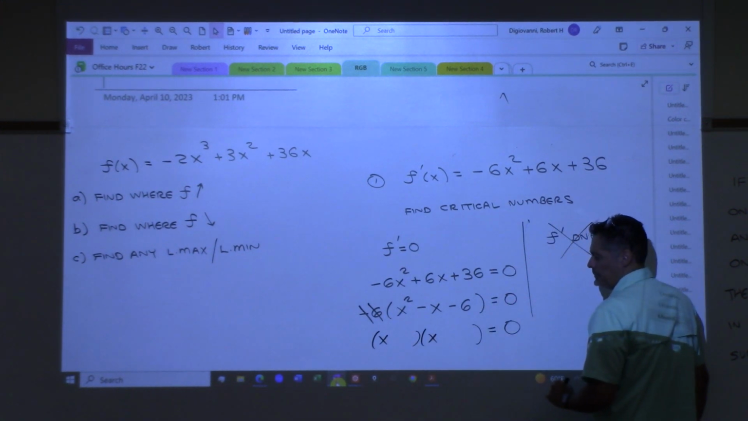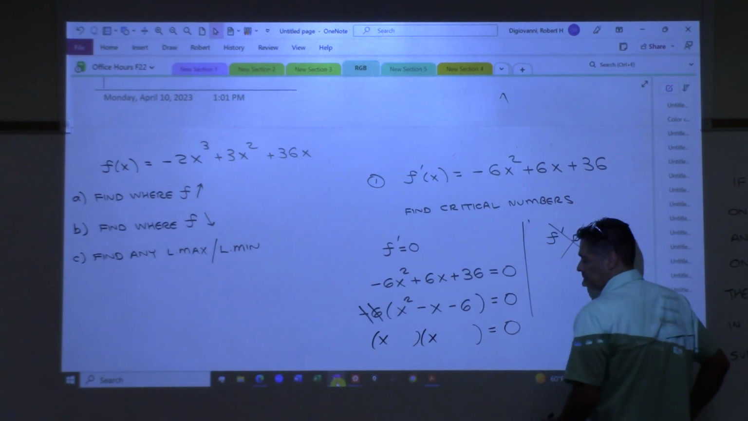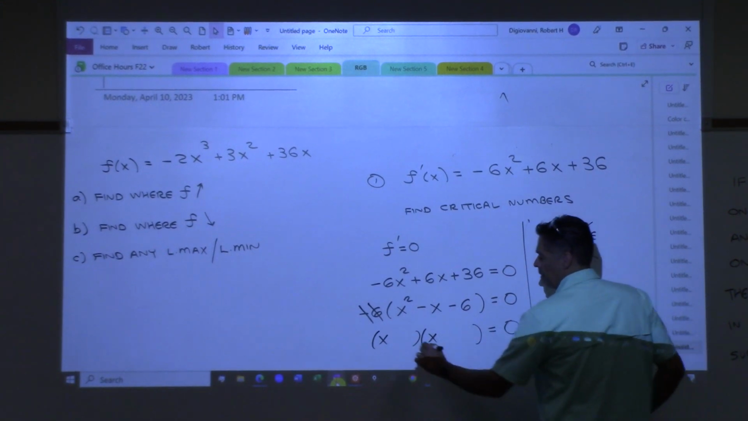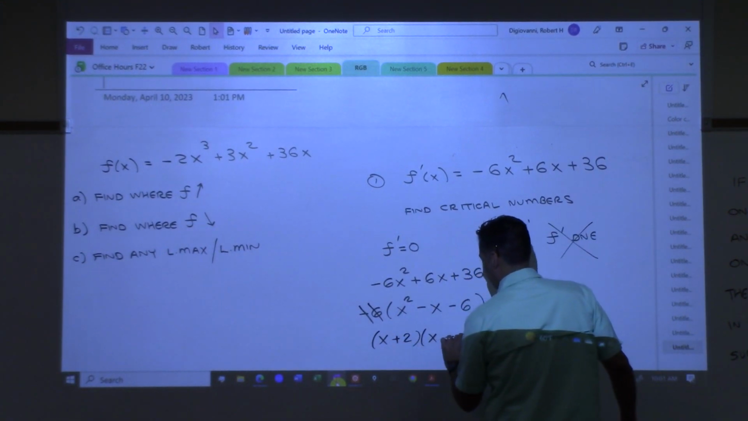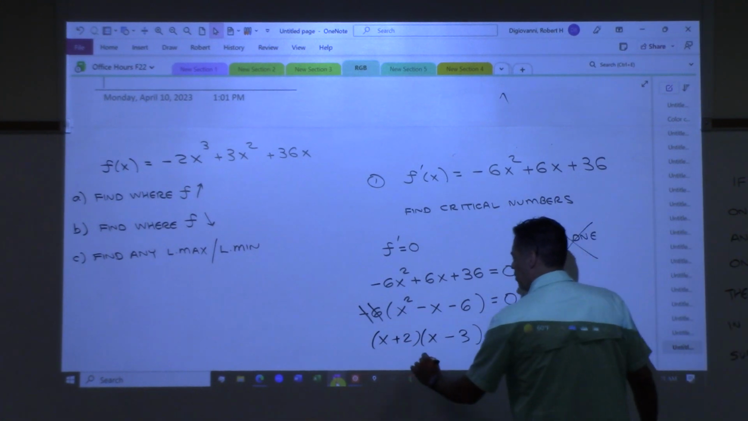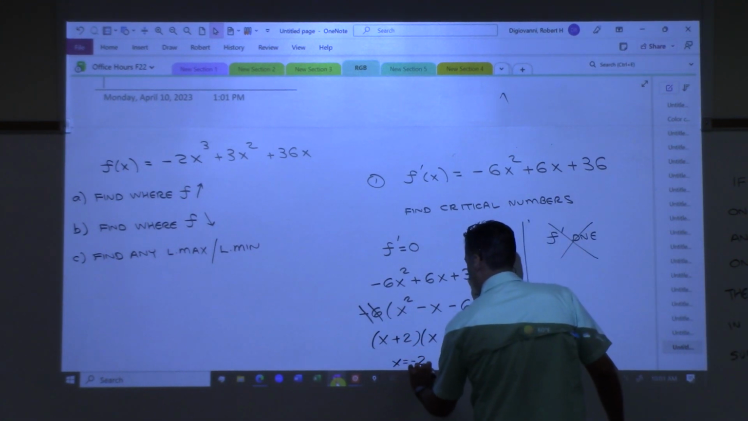X what? Plus 2, minus 3. Plus 2, minus 3. And that means we have two solutions, don't we? We have x is negative 2 and x is 3.